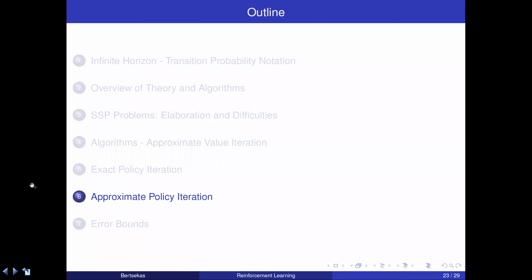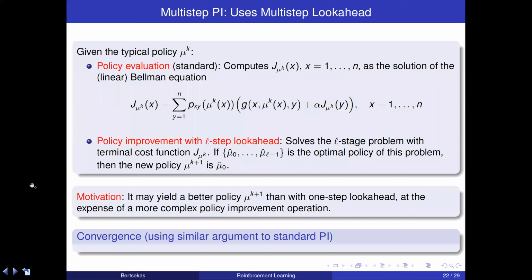I have a question here. Yeah. So if the convergence is similar, then why can multi-step look ahead give you a better policy?